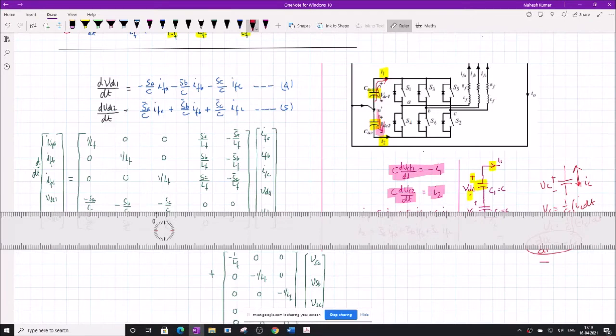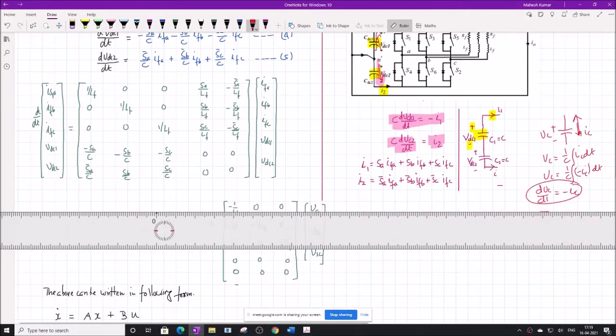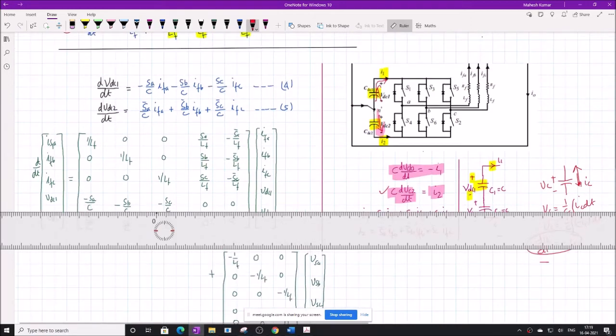This is I1. So because of direction, we can express that C dVDC2 by dt equal to I2. Now from this, we can further expand. What is I1, what is I2? I1, I2 are input inverter currents at the two terminals. This is I1 here, this is I2 here.